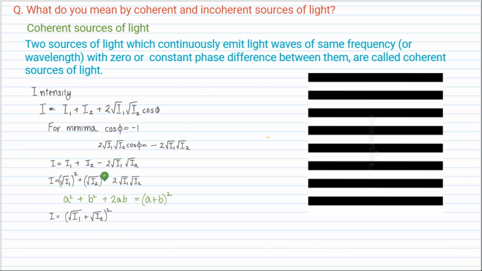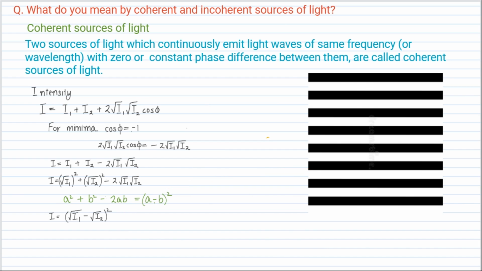Fine. Now, I can use a relation: a plus b whole square minus twice of ab gives us a minus b whole square. Fine. This will be a minus b whole thing square. Therefore, your intensity equation can be written as root over I1 minus root over I2 whole thing square. So the intensity of your dark fringes, this part, this part, this part, is given by this intensity.